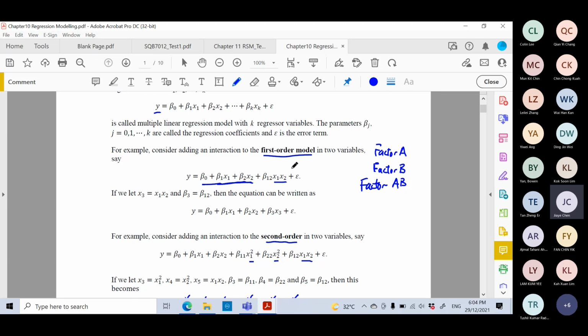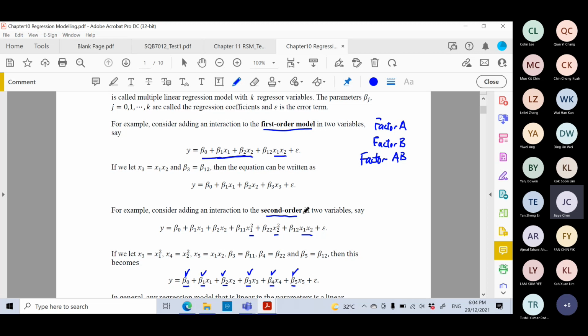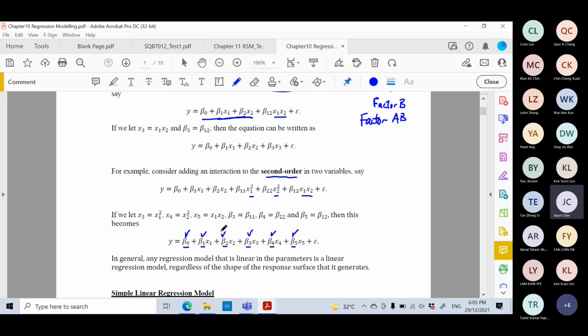Then you can also have another one called the second order model, which includes the quadratic terms. So you have x1, x2, x1 square, x2 square, and then the interaction effect. Or x1 square may be in the model while x2 square is not, but this is considered the full model. All these models can be transformed to linear models, where x1, x2, x1 square can be denoted as x3, x4, x5. So we still have a linear model.